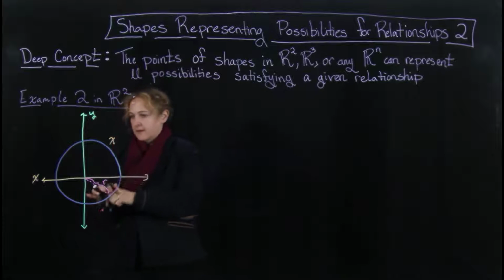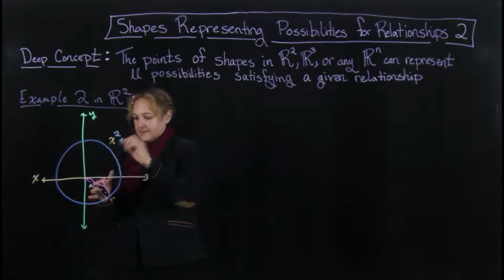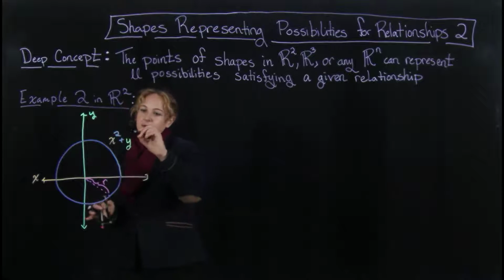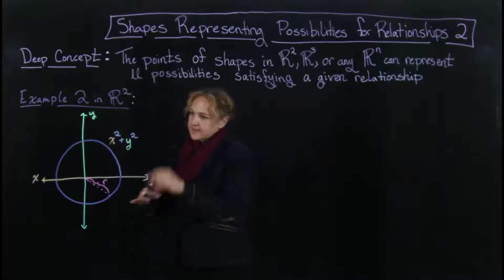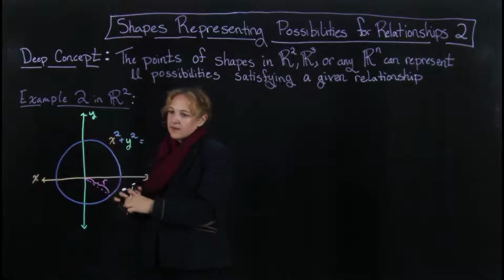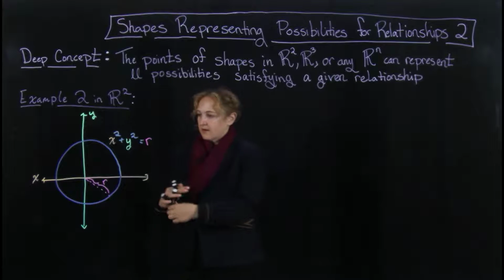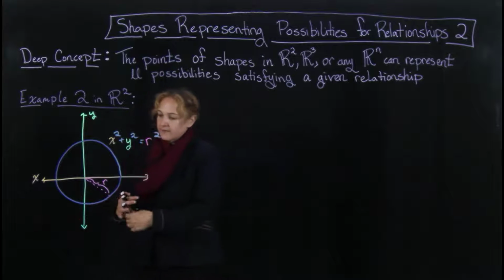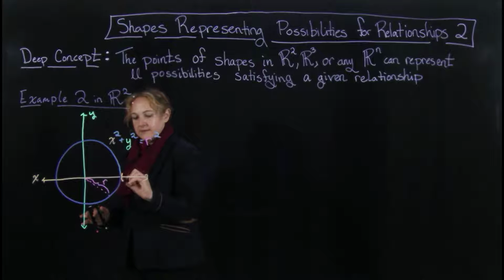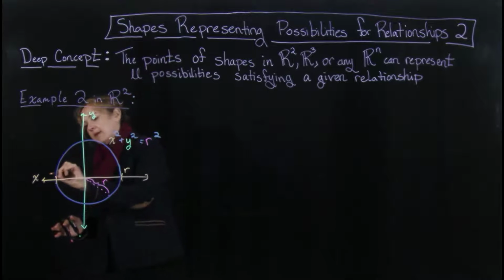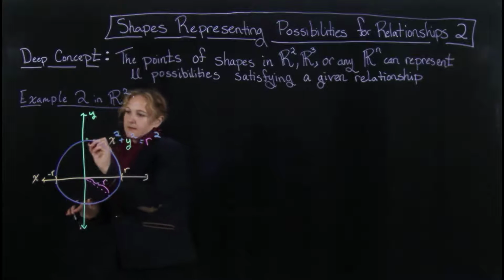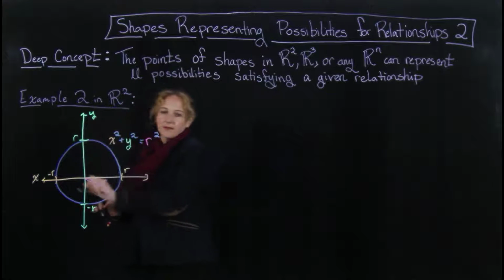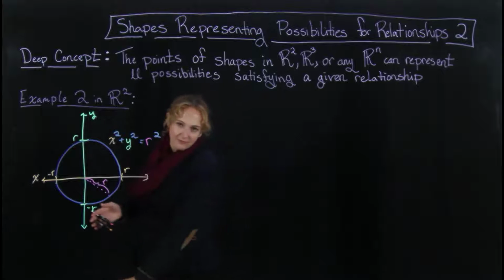x squared plus y squared equals, and then this is going to be the radius squared. That's the equation for a circle of radius r. And to give a little perspective of what's going on here, this is at r, this is at minus r, this is at r, this is at minus r. But all of the points along here are precisely of distance r from the origin.